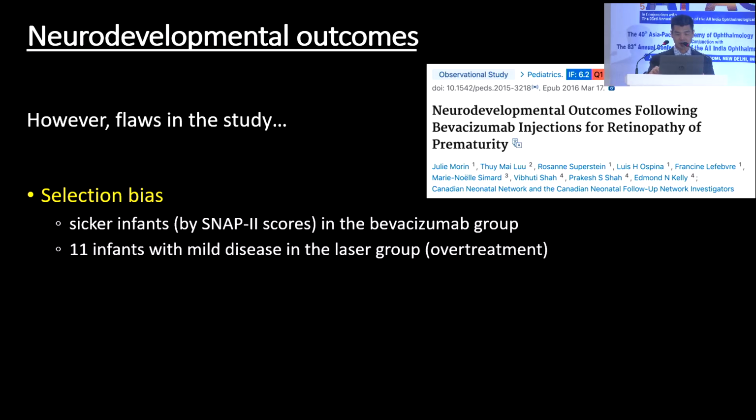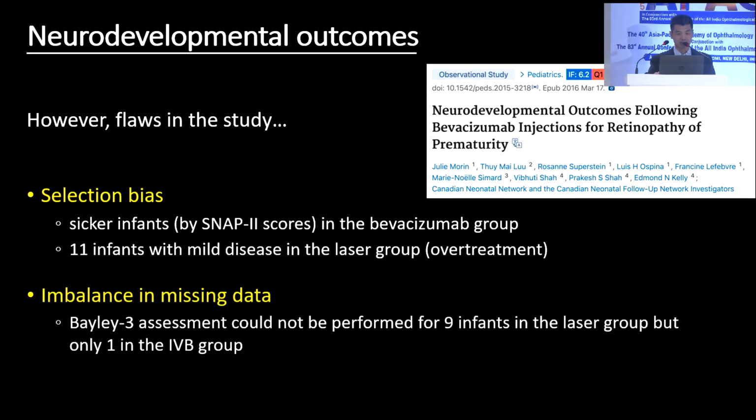were more in the bevacizumab group, and 11 infants with mild disease were noted in the laser group. That means they did not meet the criteria of type 1 ROP and got treated. And there was an imbalance in missing data as well. Bayley-3 assessment could not be performed for 9 infants in the laser group, but only 1 in the bevacizumab group.